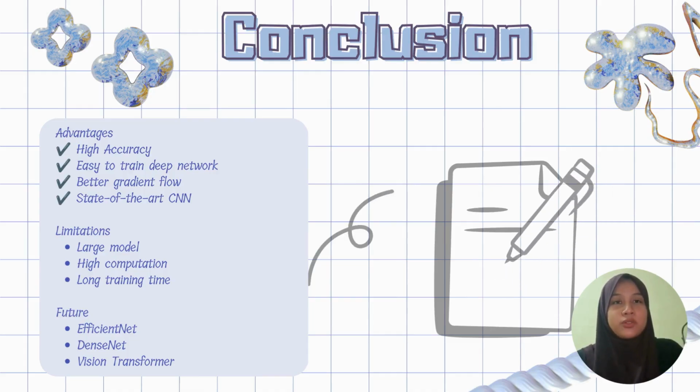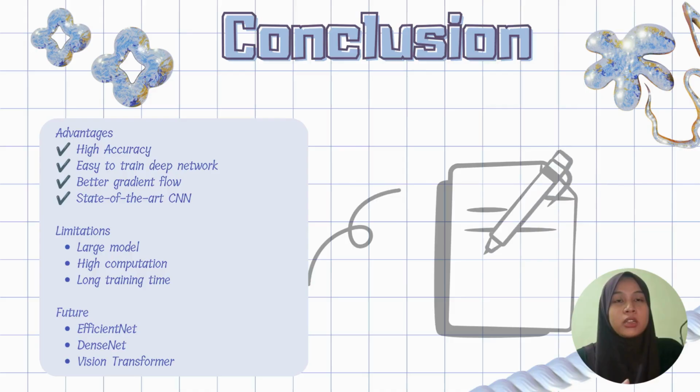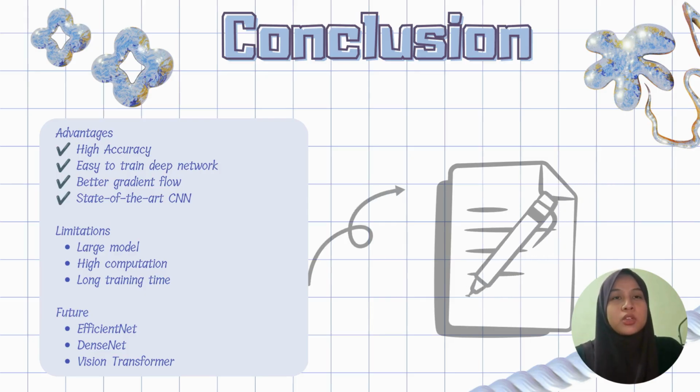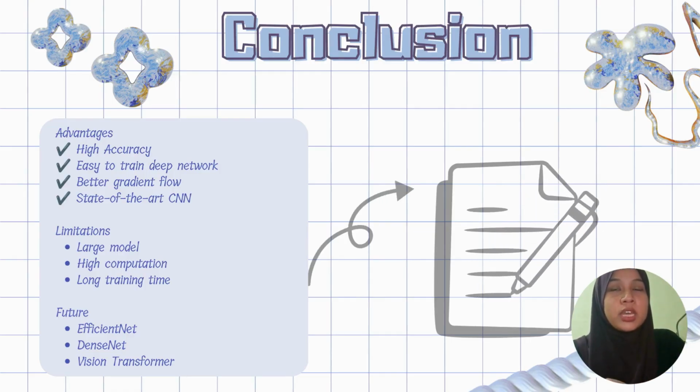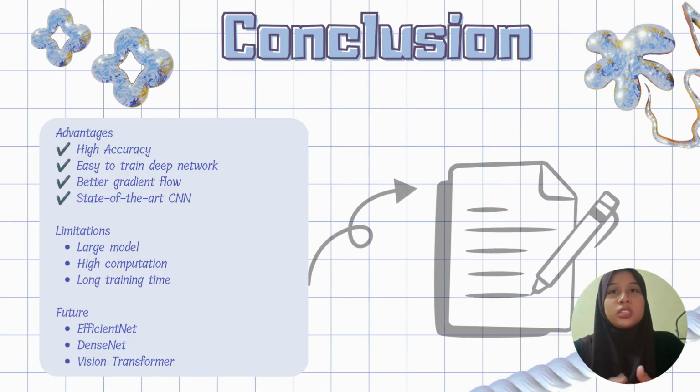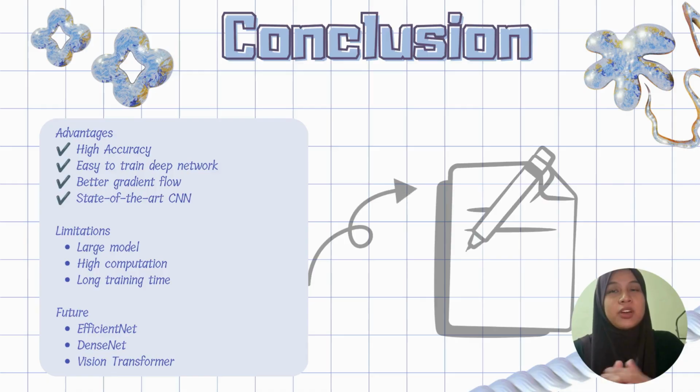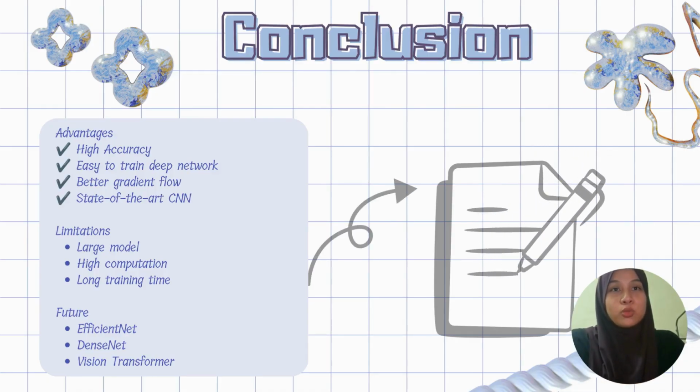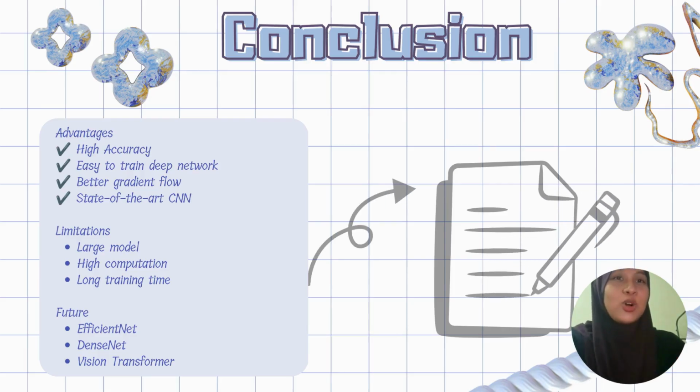However, ResNet also has several limitations. Due to its deep architecture, it requires high computational resources, larger memory, and longer training time compared to simpler neural networks. Looking ahead, newer architectures such as EfficientNet, DenseNet, and Vision Transformer continue to improve deep learning by achieving better efficiency and performance. ResNet remains an important milestone in deep learning and has become the foundation for many modern computer vision models. That's all from me.